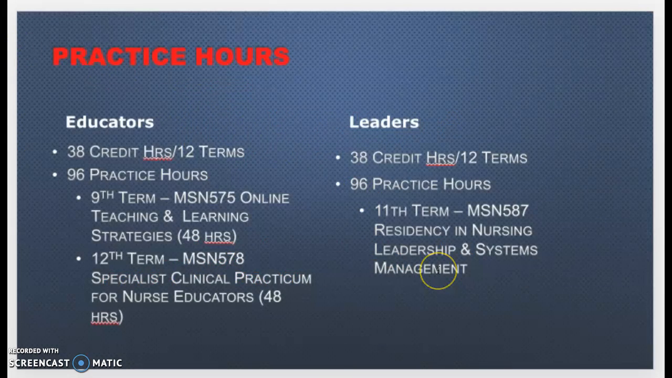In the educator program, there are 38 credit hours that are spread over 12 terms. That would be 6 semesters, meaning that this is a 2-year program. There are 96 practice hours in total, but they're broken into 2 48-hour practicums.